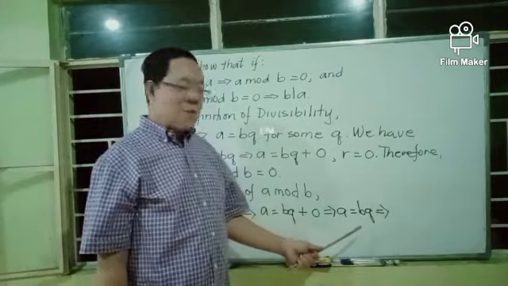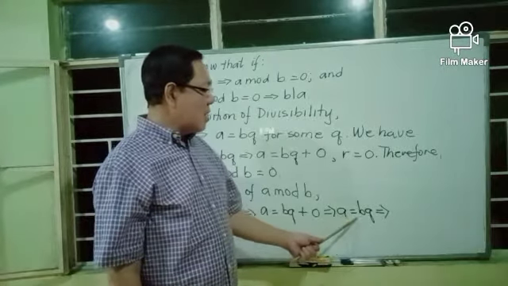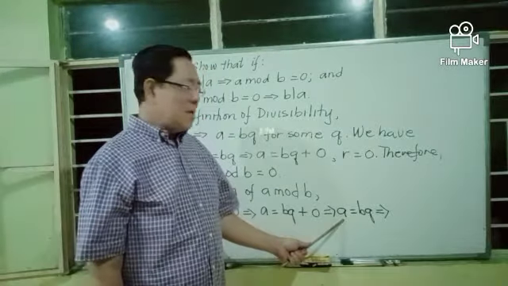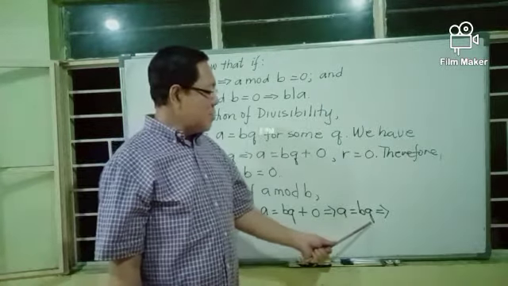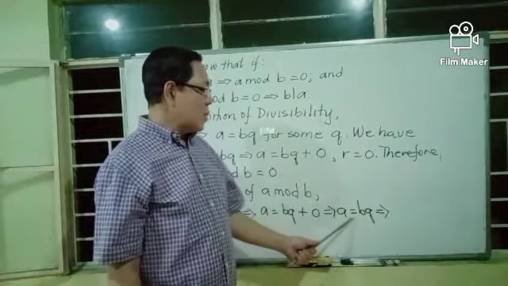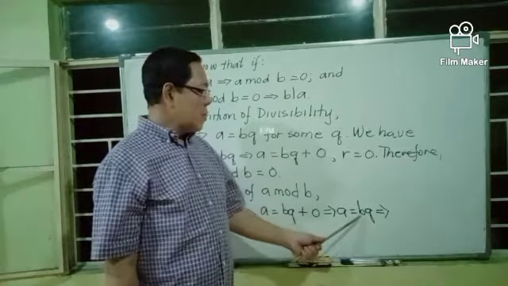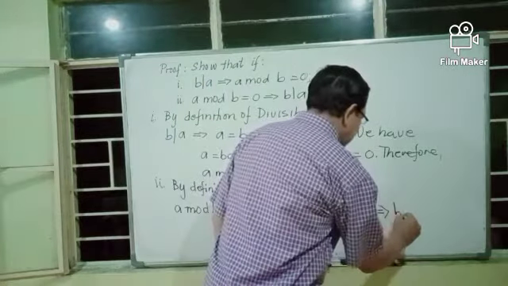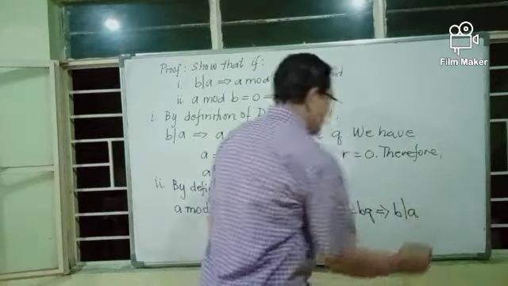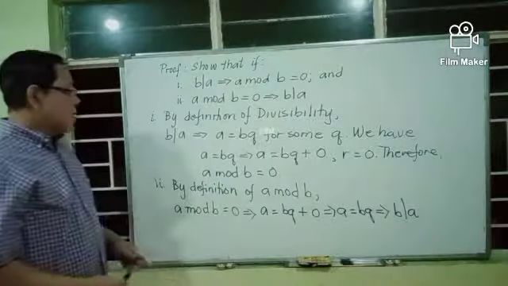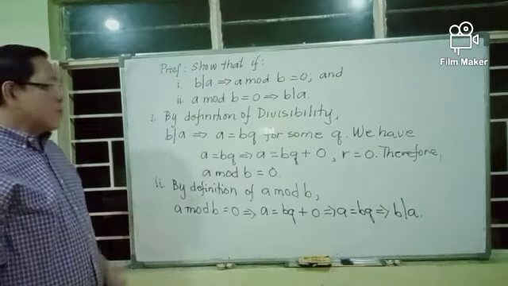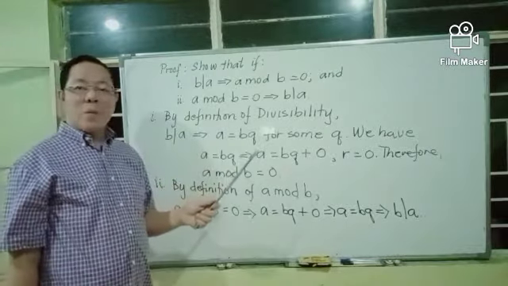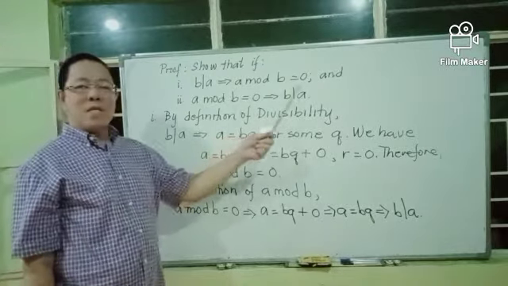Hence, by definition of divisibility, because A equals BQ, we say that B divides A, because there exists an integer Q such that A is equal to BQ. We conclude that B divides A. And we combine these two parts of the proof to conclude that B divides A if and only if A modulo B is equal to 0.